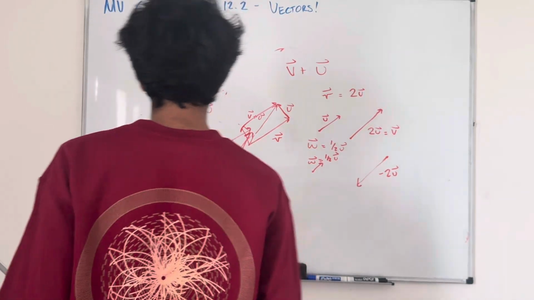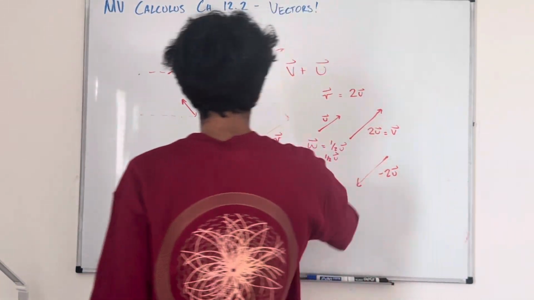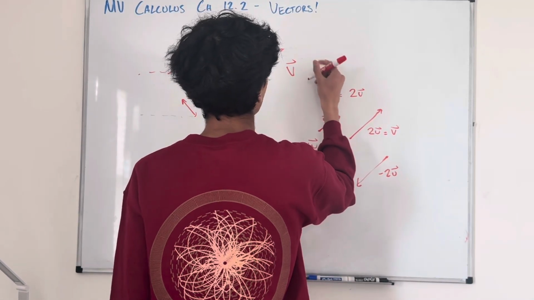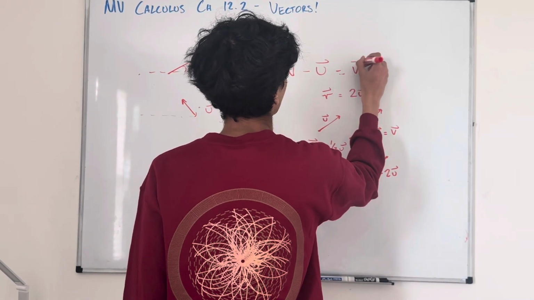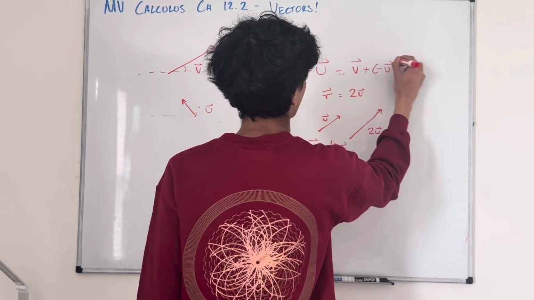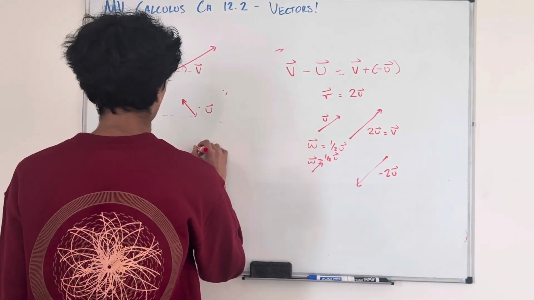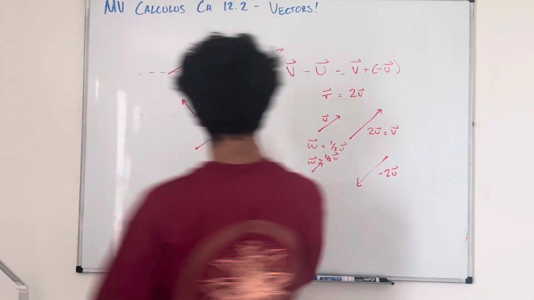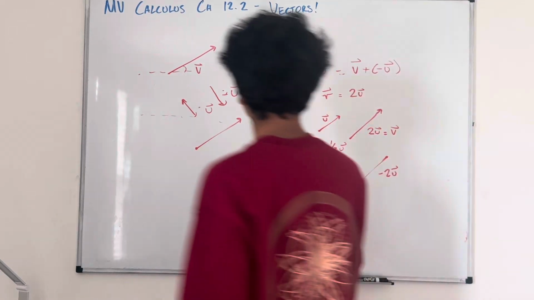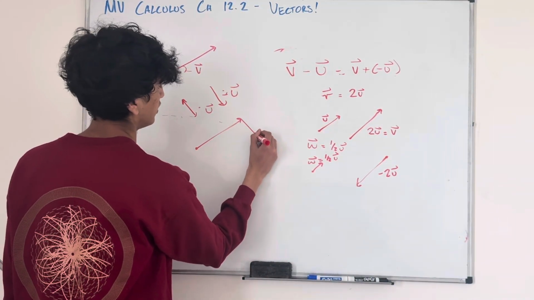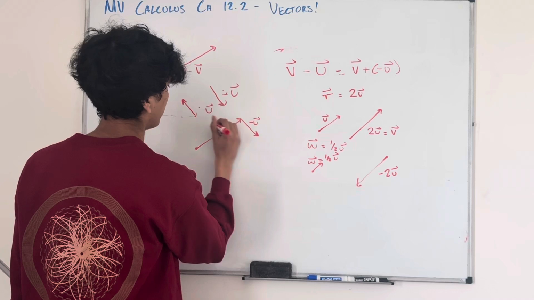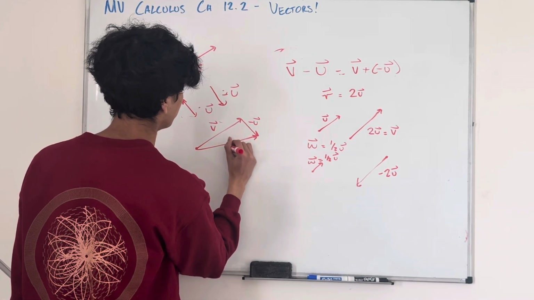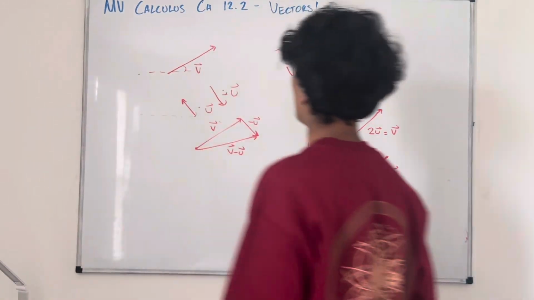With vector subtraction, if I want to do v minus u, this is the exact same thing as v plus negative u. I know how to add vectors, so I can say v, and then negative u would look like this, the flipped over version of u. So I just add in minus u, and then boom, I get v minus u.